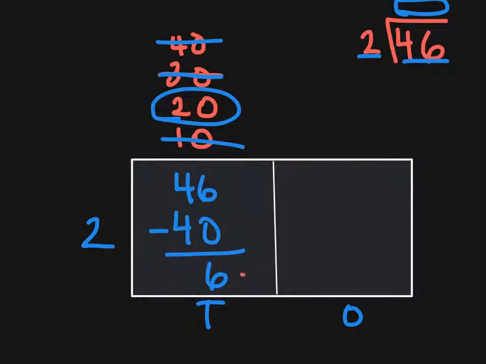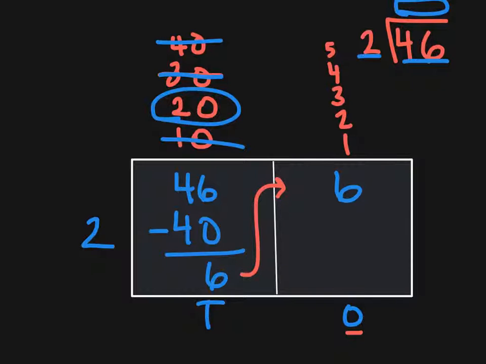I'm going to take this and bring it over here to the ones place. So I'm going to put that 6 right there, and that's what I have left over. And now I'm multiplying by multiples of 1 because I'm in the ones place. Remember right here, I'm in the ones place. So like 1, 2, 3, 4, 5, 6, 7, 8, 9, and so forth.